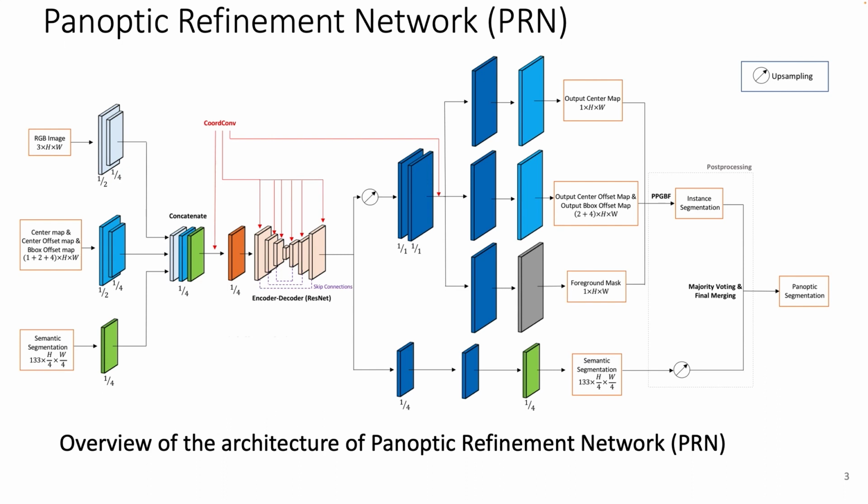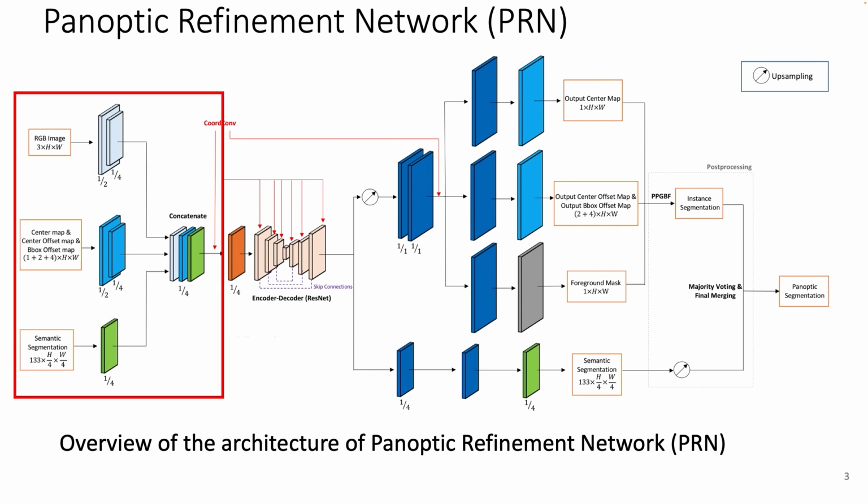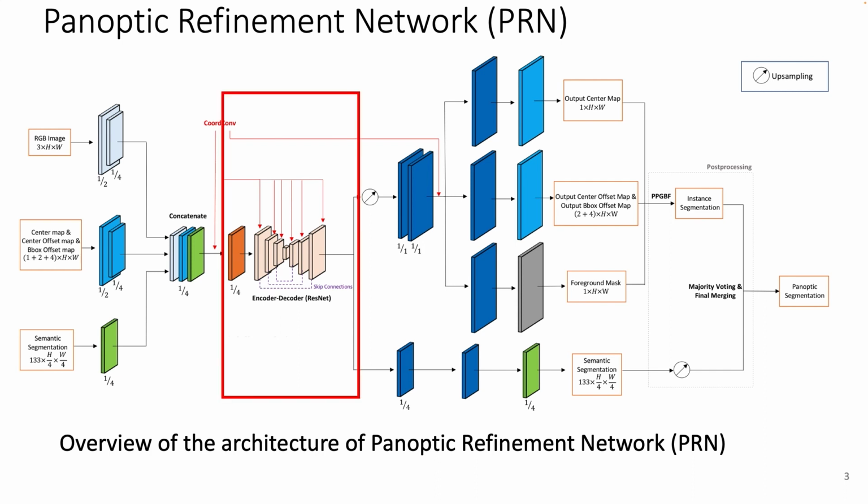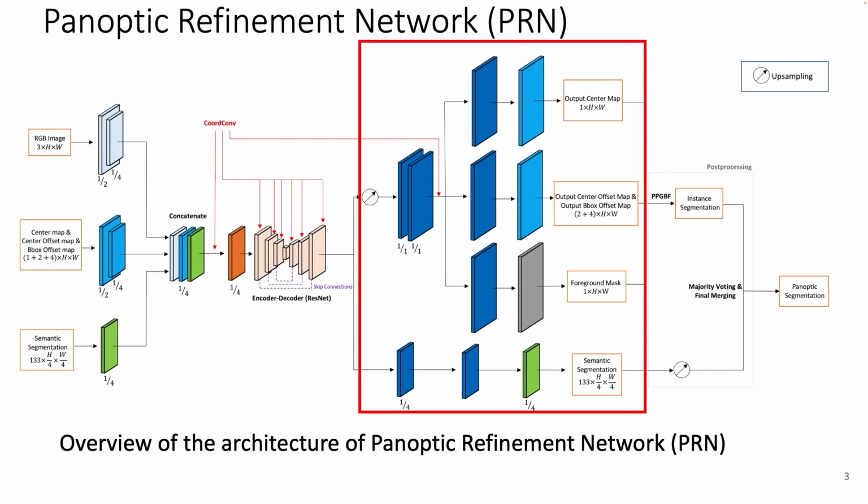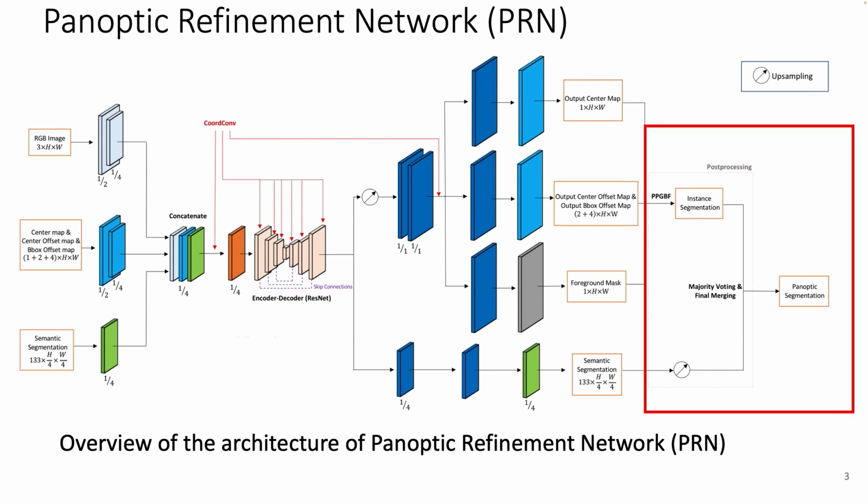Our refinement network consists of 4 components. The first one is an input module. The second one is an encoder-decoder network for joint refinement of instance and semantic segmentation. The third one is task-specific prediction branches for instance and semantic segmentation and also for foreground segmentation. The last one is a post-processing method guided by the predicted foreground mask and bounding box at each pixel. Based on these components, our refinement network can jointly refine the instance and semantic segmentation in a single shot.